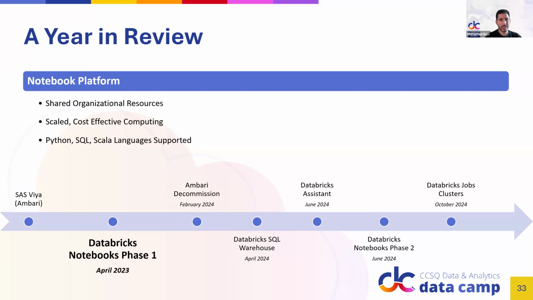Then we had the release of Databricks notebooks at phase one in April of 2023. And that's when we introduced the concept of having a shared organizational compute. So starting to move away from this giant bucket for all CDR users and instead starting to segregate things into organizational compute. So now you share resources with only those in your organization. Your compute is scaled. So, you kick it off and then it scales down when you're not using it. It's very cost effective. And now we had Python, SQL, Scala languages supported.